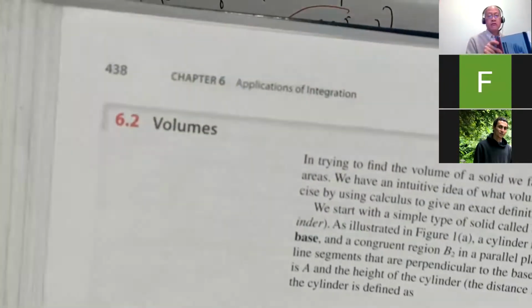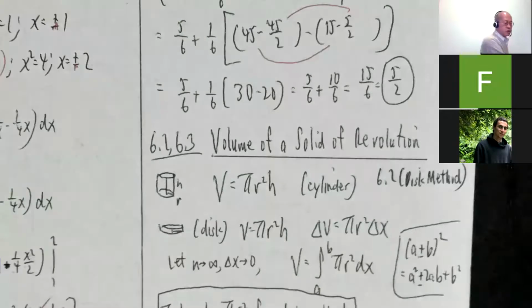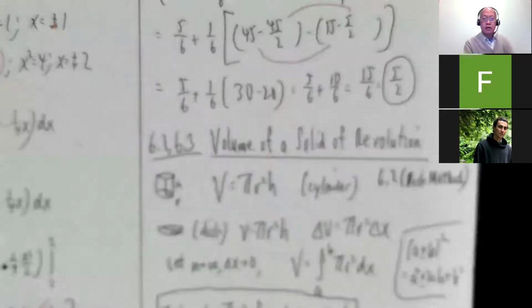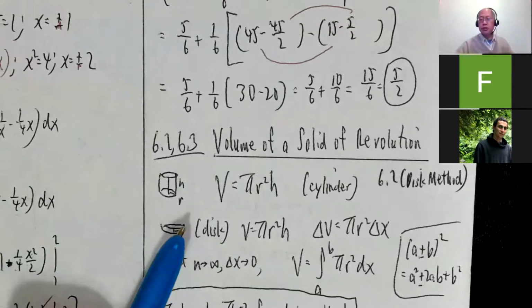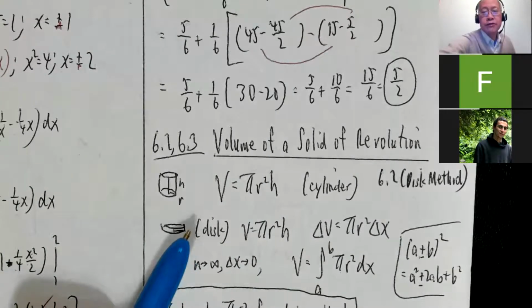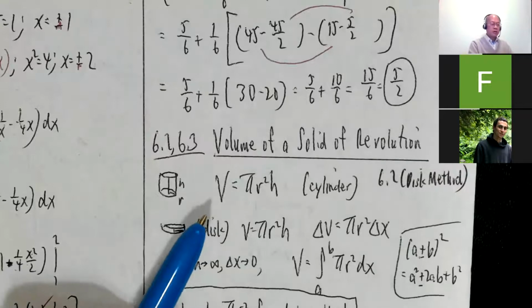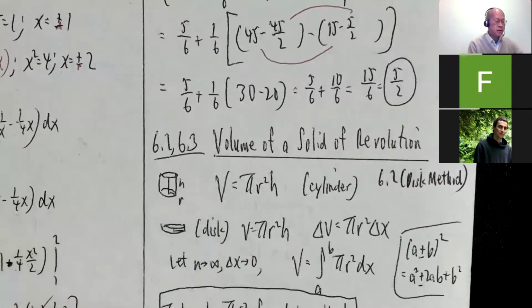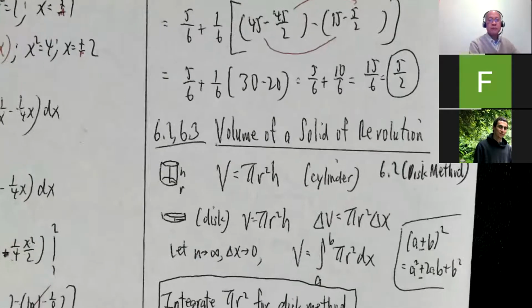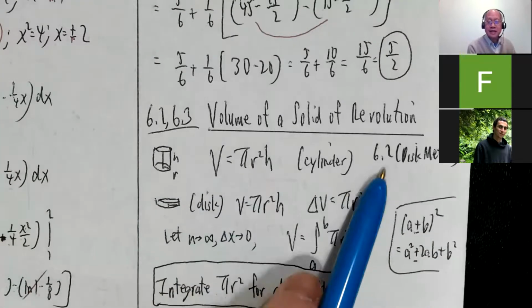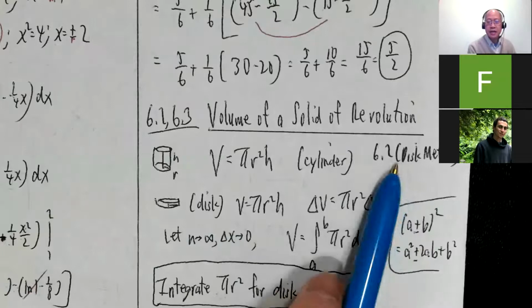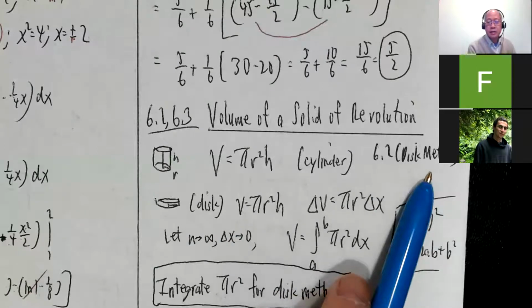6.2 and 6.3 are on volumes, something called volumes of a solid of revolution. And I've got that over here, volume of a solid of revolution. So 6.2 and 6.3 both talk about volume of a solid of revolution. You say, what do you mean by that? Okay. So introduction, 6.2 is something called the disk method, D-I-S-K, disk method.